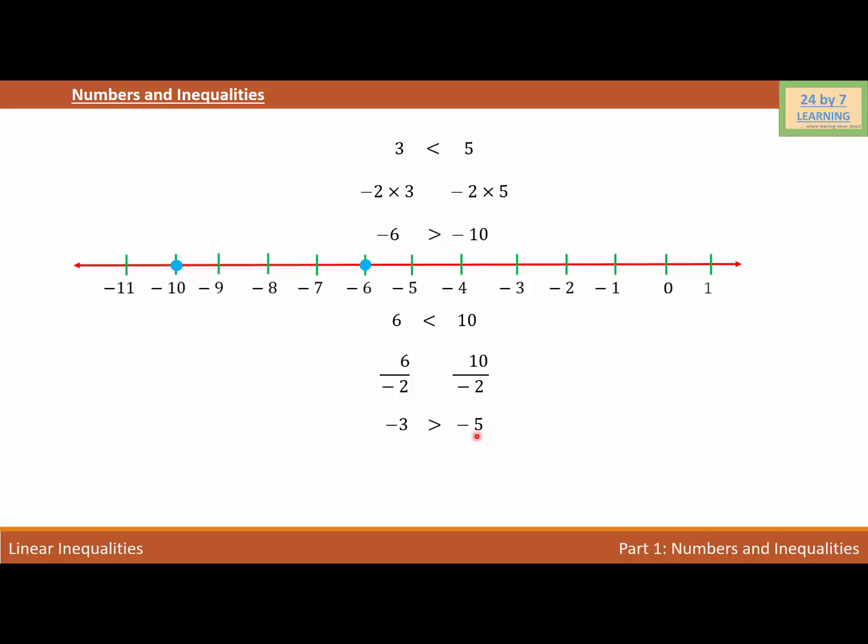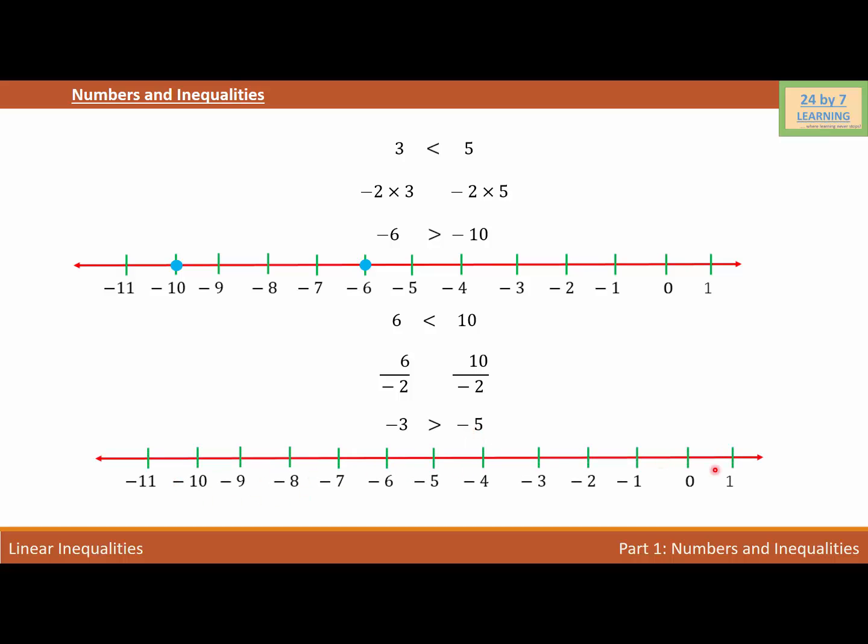Now let's try to understand graphically. This is my number line where this is my origin. Every number on the right of the origin is positive and every number on the left of the origin is negative. We need to find negative 3 and negative 5. So this is my negative 5 and this is my negative 3. You can see negative 3 is closer to 0 than negative 5. So you can easily say that negative 3 is greater than negative 5. And this is how we use the number line to represent or define the inequality.